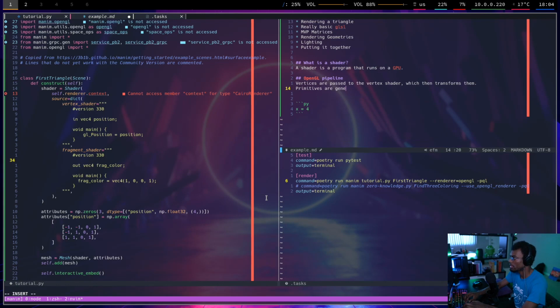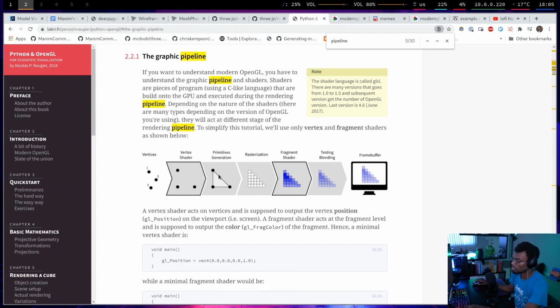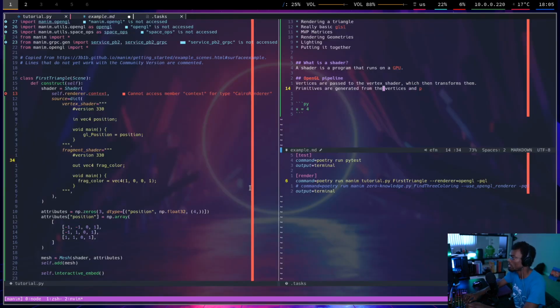Primitives are generated from the vertices and passed to... they're generated and rasterized. So generated from vertices and rasterized into pixels.